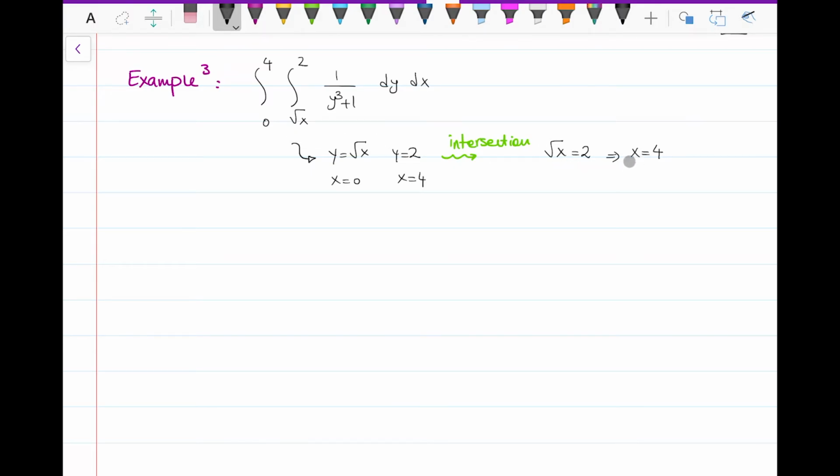So let me graph it. What do I have? y equals square root of x. This one. Then y equals 2.